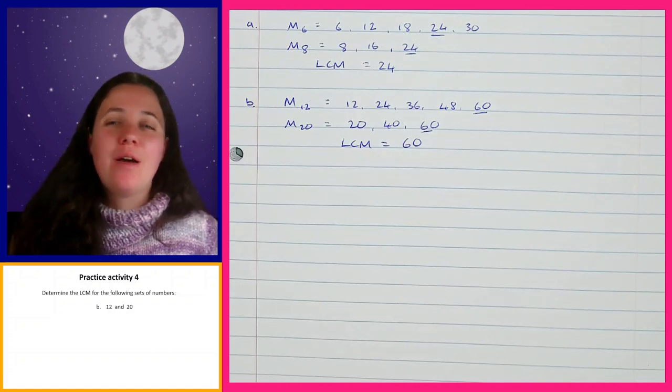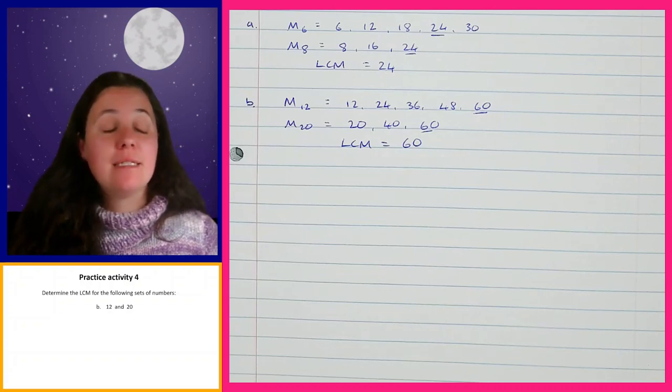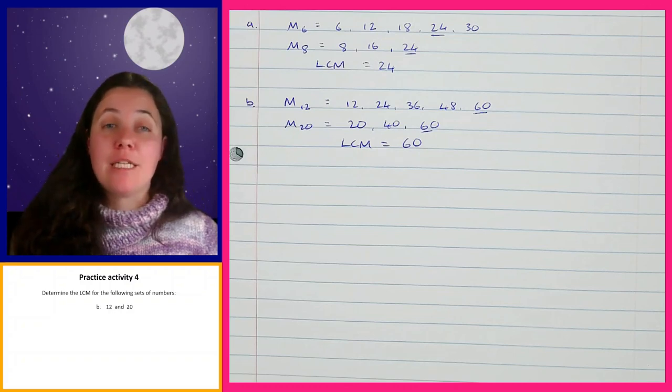So now you know all about factors. You know about the divisibility rules that help you to more easily identify factors. And you know how to find highest common factors and lowest common multiples. Now that we've learned the concepts in this lesson, it's important to practice, practice, practice.